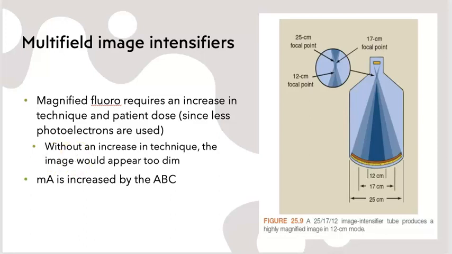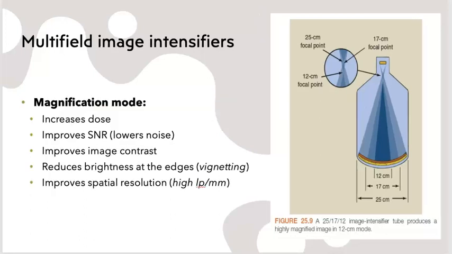So magnified fluoro requires an increase in technique and patient dose, since fewer photoelectrons are used. So if we didn't increase the technique, the image would appear too dim. But usually mA is increased by the automatic brightness control.